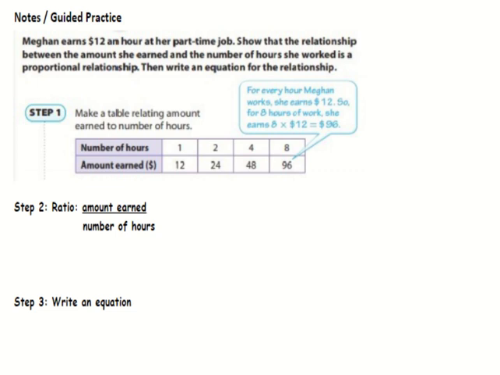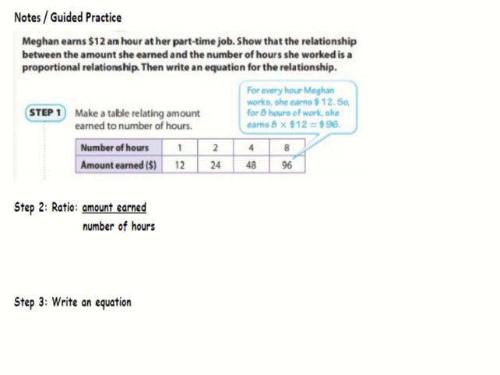All right, so let's look at our first example, broken down into steps for us. It says Megan earns $12 an hour at her part-time job. It says show that the relationship between the amount she earned and the number of hours she worked is a proportional relationship. Then write an equation for the relationship. So they gave us a table. It says make a table if you need to.